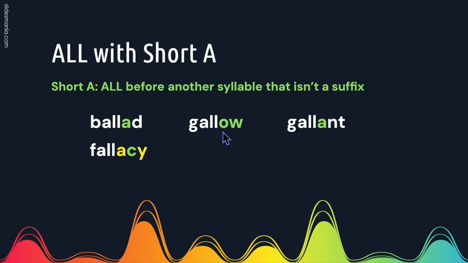OW is going to use the long O sound of this word, gallow. This A will also schwa, gallant. This C is followed by a Y, which means it will use its soft sound of S. Also, this A will schwa to be a muffled sound, so fallacy. So again, in all these words, we had ALL not at the end of the root, and the syllable that came after it was not a suffix. So instead of using the broad A sound of all, we used the short A sound of al.